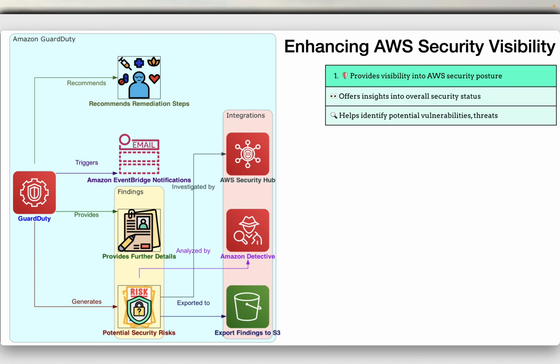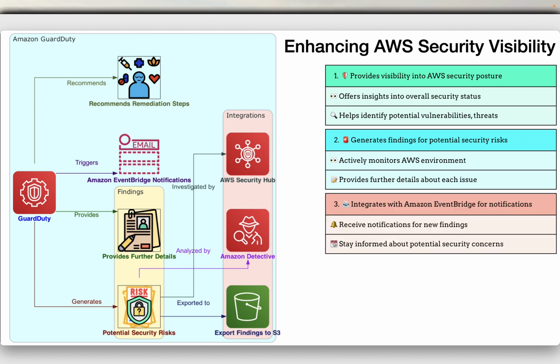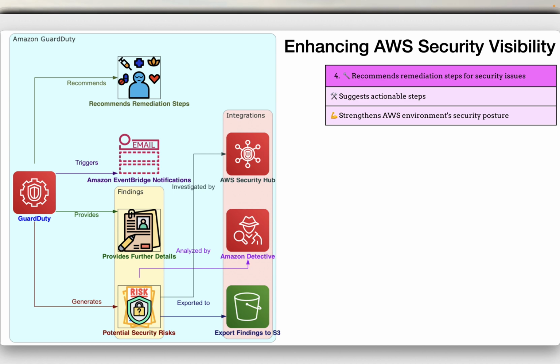When enabled, GuardDuty offers insights into the overall security status of your AWS environment, helping you identify potential vulnerabilities and threats. GuardDuty actively monitors your AWS environment and generates findings when it detects potential security risks, providing you with further details about each issue. You can set up Amazon EventBridge to receive notifications whenever GuardDuty generates a new finding, ensuring you stay informed about potential security concerns. In addition to identifying security risks, GuardDuty also suggests actionable steps to help you remediate the identified issues and strengthen your AWS environment security posture.